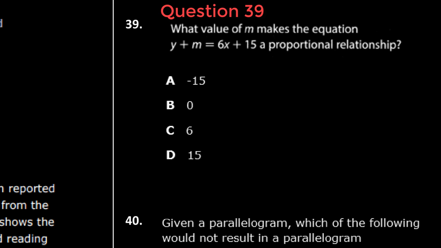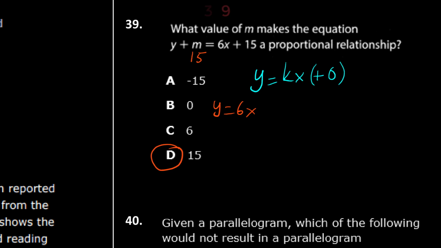The equation for a proportional relationship is in the form of y equals kx. So we shouldn't have a y-intercept, or in other words, the y-intercept is 0. So we shouldn't have a constant that's going to be added on an equation. So I need to have this 15 cancelled with a 15 on the other side. So I need to have another 15 on this side. If I take away 15 from both sides, then my equation will turn out to be y equals 6x, and it will be a proportional relationship, so m needs to be 15.